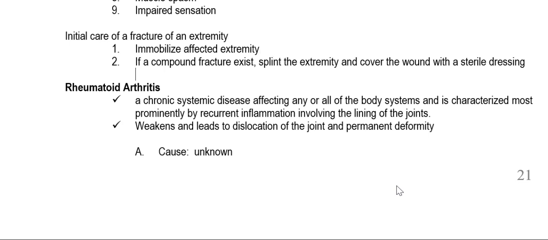So, basic lang yung discussion natin dito ha. So, I'm going to give the definition and short description. So, rheumatoid arthritis meaning chronic systemic disease affecting any or all of the body system and is characterized most prominently by recurrent inflammation involving the lining of the joints.